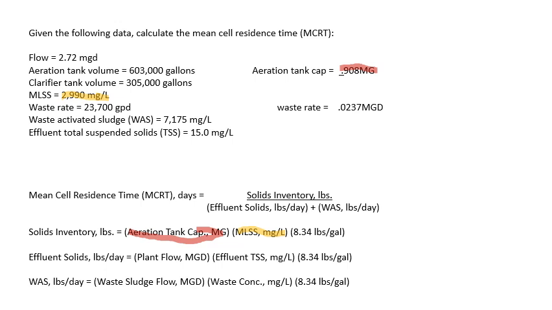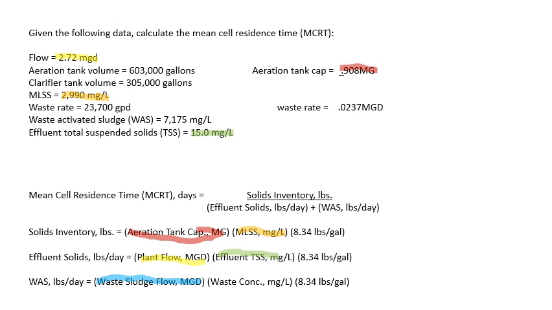Your effluent solids pounds per day. Plant flow, million gallons a day. That was given to us already. It's 2.72 million gallons per day. Your effluent TSS, your effluent total suspended solids, is 15 milligrams per liter. And then you're going to multiply that by your 8.34 pounds per gallon. The waste sludge flow, million gallons per day.